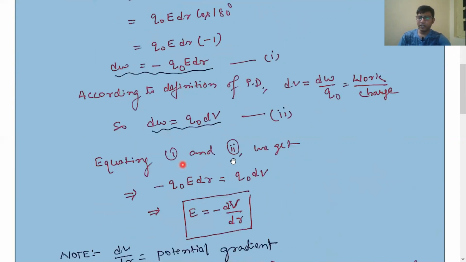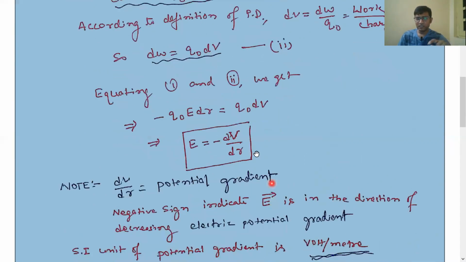On equating 1 and 2, we get this expression: q naught on the left hand side and q naught on the right hand side will cancel each other, and we will get the expression E is equal to minus dV by dr. So this is our result, E is equal to minus dV by dr.